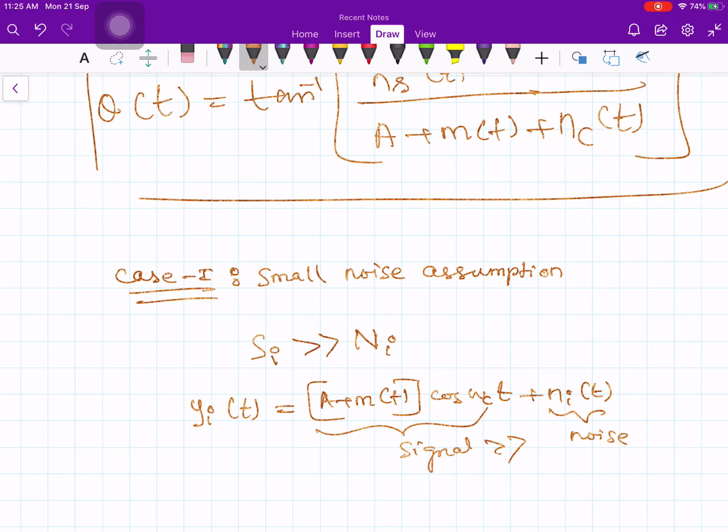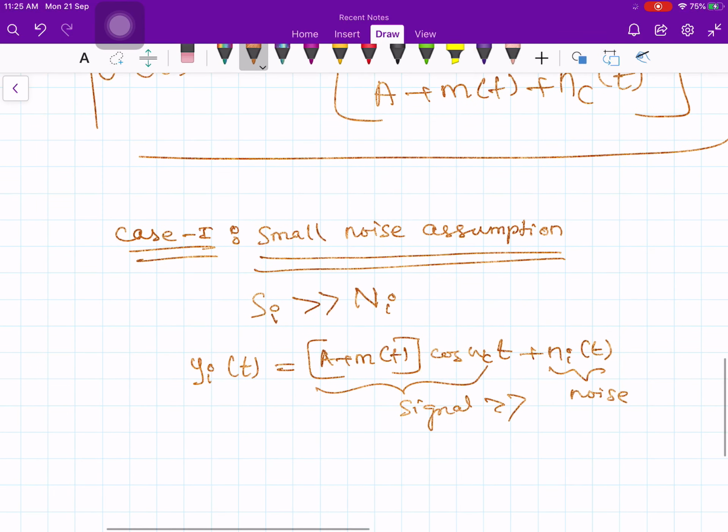Sometimes your receiver is very close to the transmitter and sometimes you may be very far away from the transmitter, right? So we don't know. So let us assume here the signal is stronger than the noise. Typically in broadcast applications it is justified because you have to maintain a good SNR, otherwise you cannot receive. In many other applications it may not be justified, but in broadcast applications it is justified. So in that case, if you apply small noise assumptions, then we can simplify the above expressions.